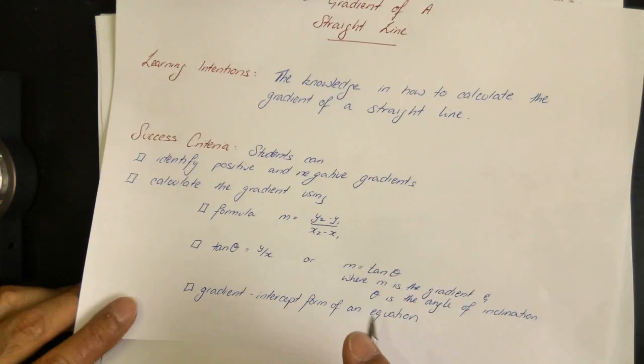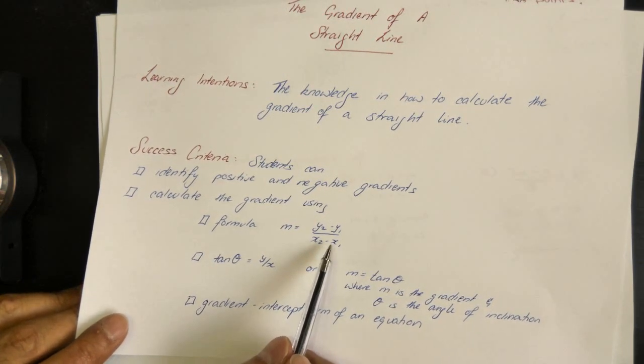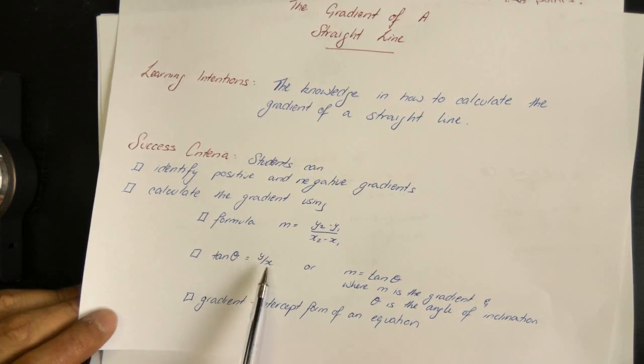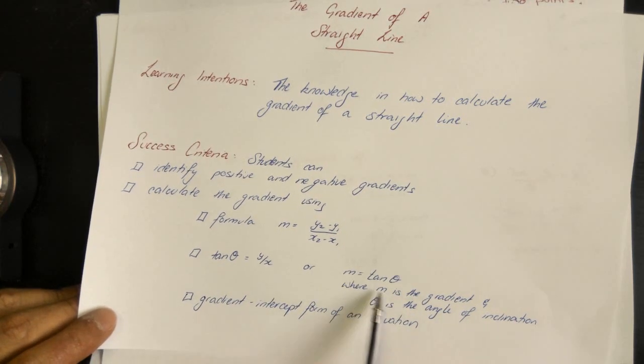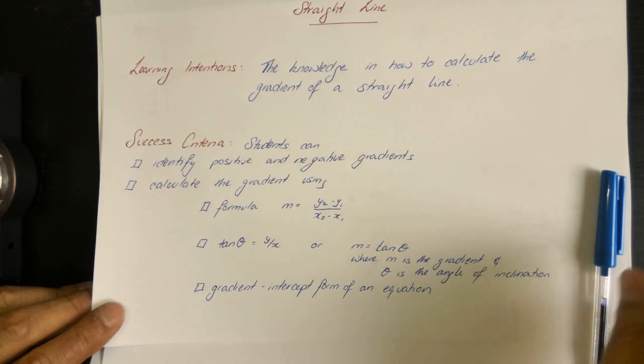Just a reminder, to be successful, we need to remember the formula m equals y2 minus y1 over x2 minus x1, or the rise over run. Tan theta equals y over x, or m equals tan theta. And understand which one is the gradient intercept form. So good luck.